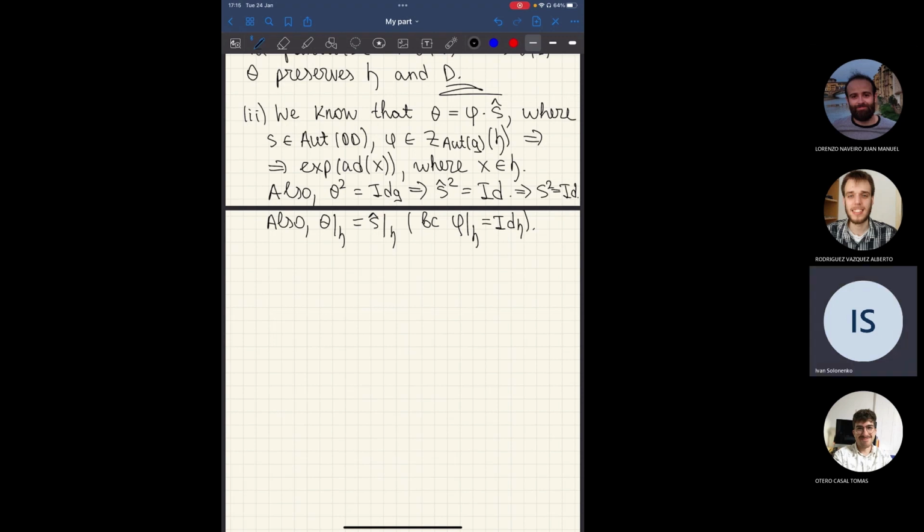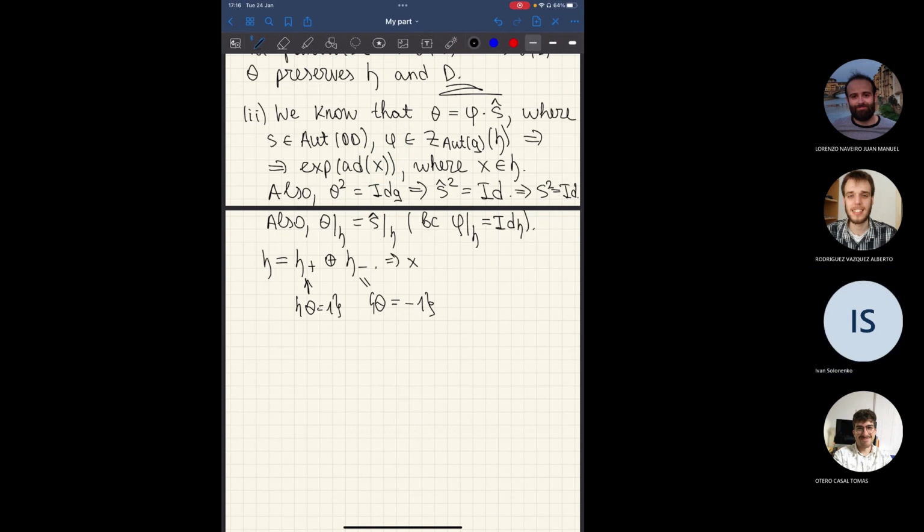So let's decompose H as H plus and H minus. Here theta equals 1. Here theta equals -1. And let's consider this X here, from which phi is constructed. So X can be written as, and also note that this is the same as to say that instead of theta, let's just write S hat.